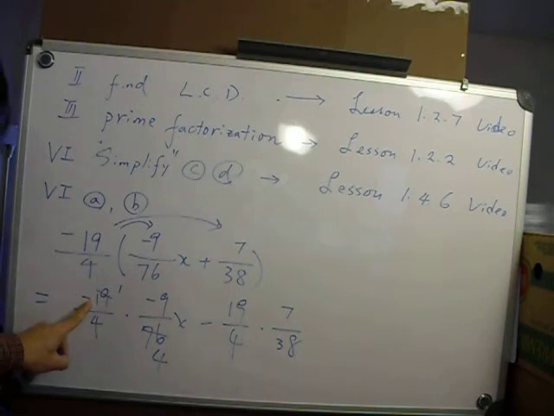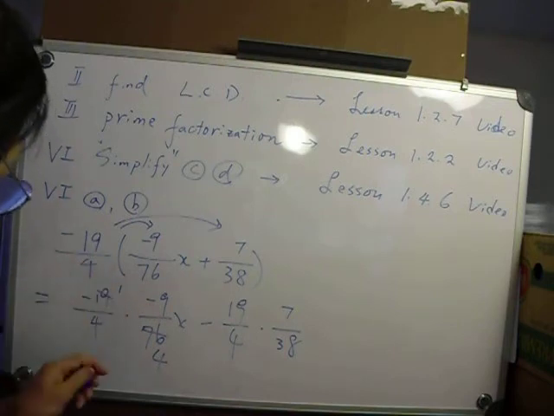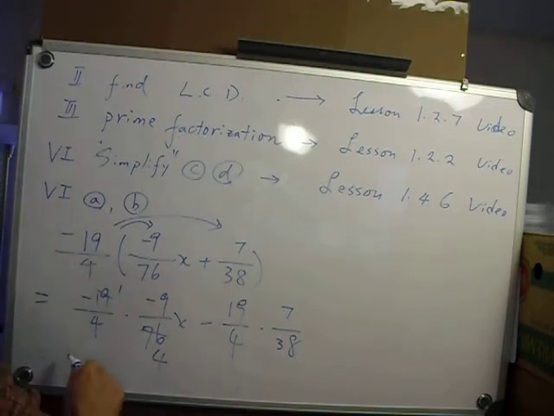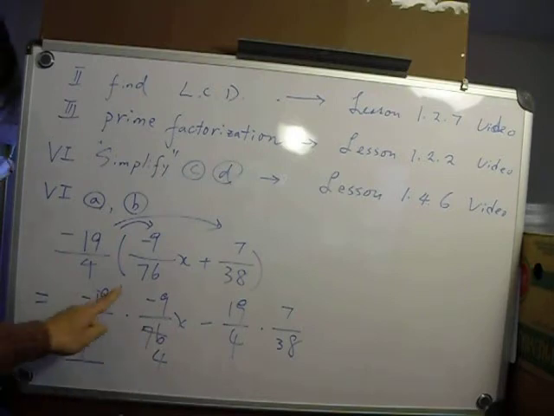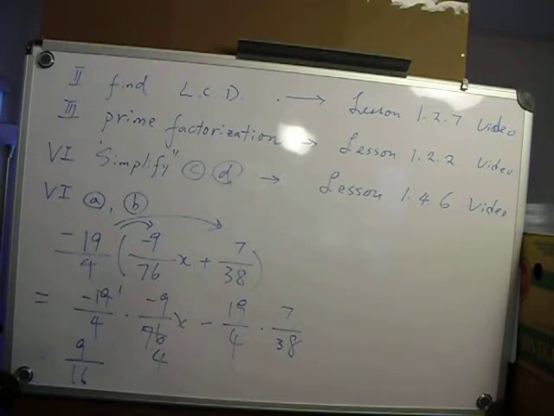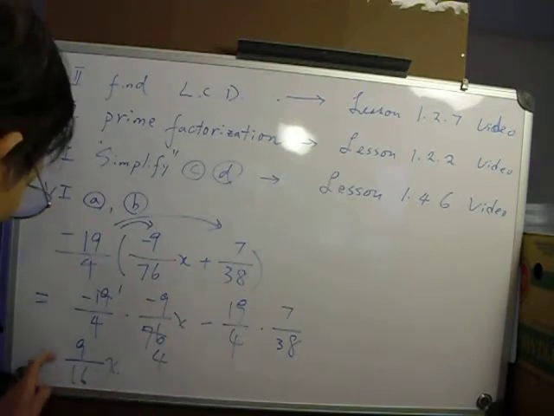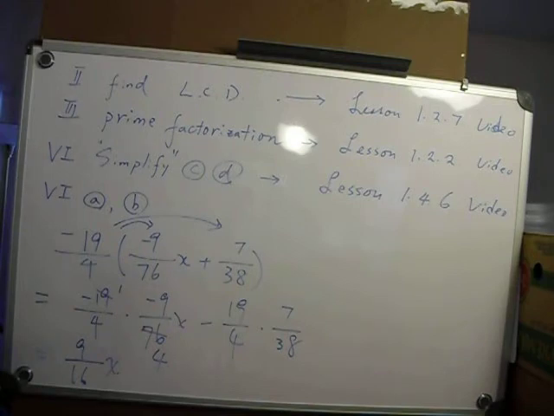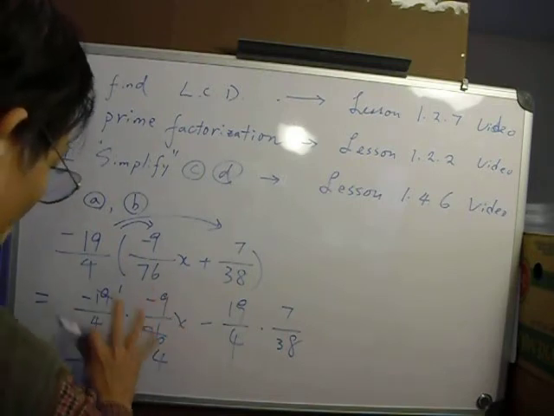Be careful about the sign. This is negative, double negative. Two negatives give you a positive result. So 1 times 9 is 9, 4 times 4 is 16. And don't forget this x. This is a variable term, not a constant term. That is done for the first one.